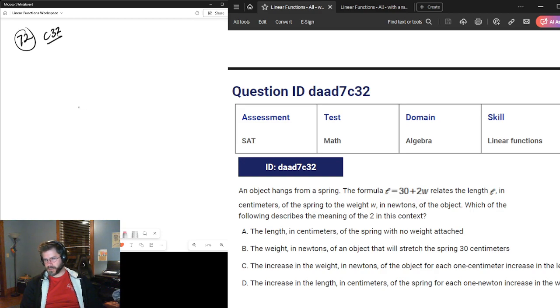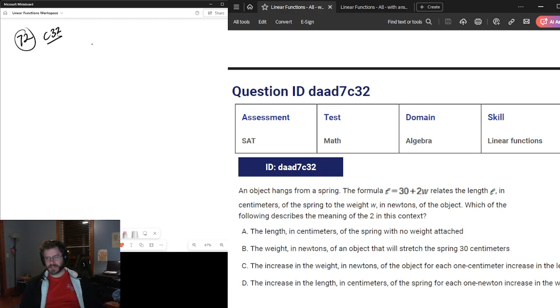Okay, we have slope-intercept form again. L. It's a weird-looking L. Maybe it's some Greek letter, whatever. L equals 30 plus 2W. The length of the spring relates to the weight W in newtons. Which of the following describes the meaning of the 2? That's a rate. An object hangs from a spring, where the length L of the spring relates to the weight in newtons. So the length of the spring is 30, and each time the weight goes up by 1, the length of the spring increases by 2 centimeters. Okay.